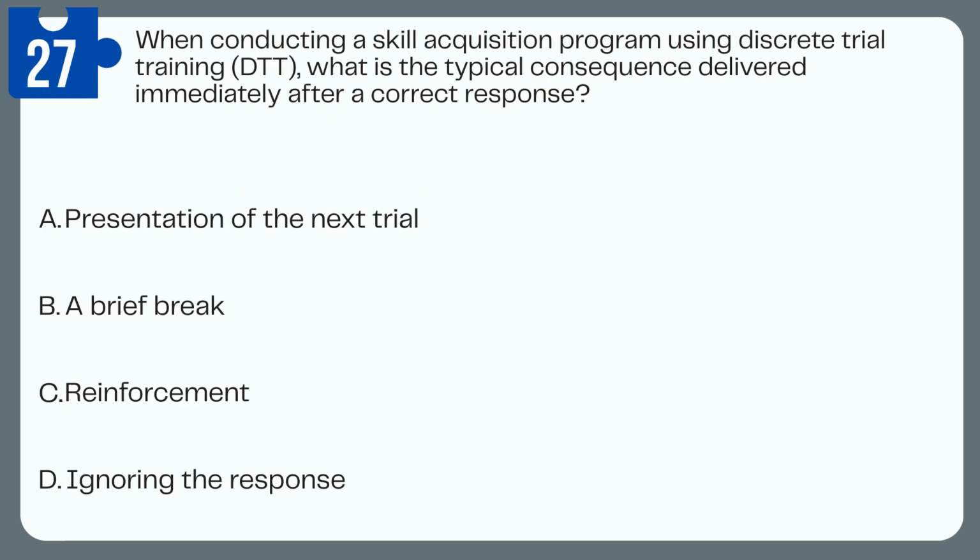Question 27. When conducting a skill acquisition program using discrete trial training, DTT, what is the typical consequence delivered immediately after a correct response? A. Presentation of the next trial. B. A brief break. C. Reinforcement. D. Ignoring the response.